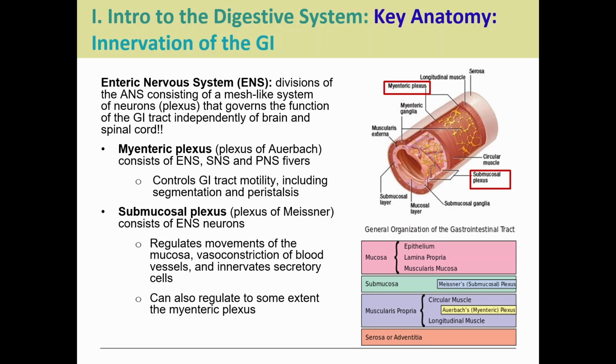And then the submucosal plexus, right, this is going to help with the mucosa. This is going to help with the blood vessels, whether or not they're constricting or not, as well as talking to the secretory cells that may be releasing things like mucus, right? And the submucosal plexus and myenteric plexus can work together somewhat.